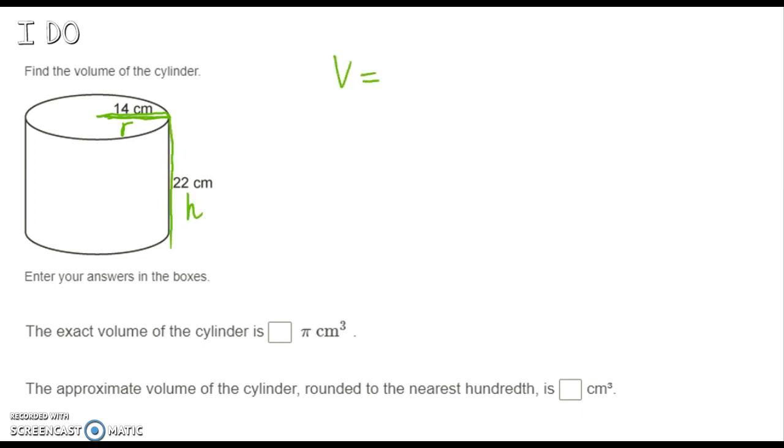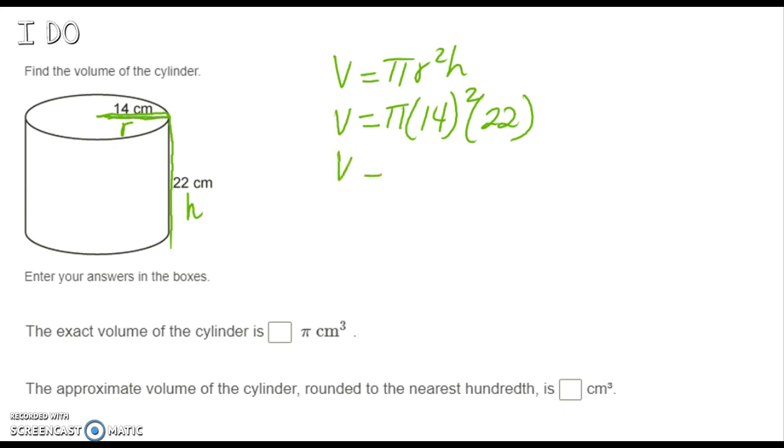So we're going to be just looking at the same thing here. Volume equals pi r squared h. We are just going to pull those two numbers again. Our radius of 14, our height of 22. And we're going to start solving. So 14 times 14, because that is our radius squared, would give me 196 times 22.